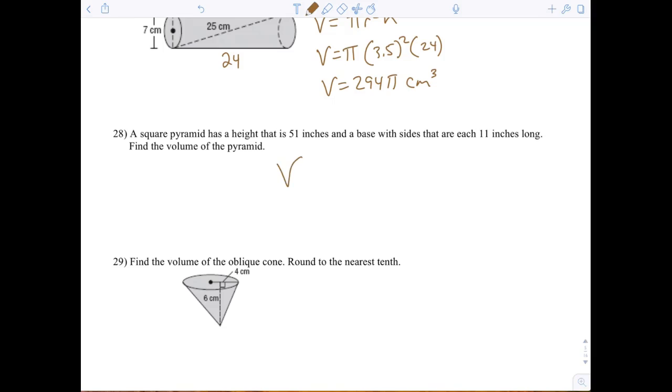So the volume formula is 1/3 area of the base times the height, right? So somebody tell me. I'm listening. That's correct. 2057. Agreed?